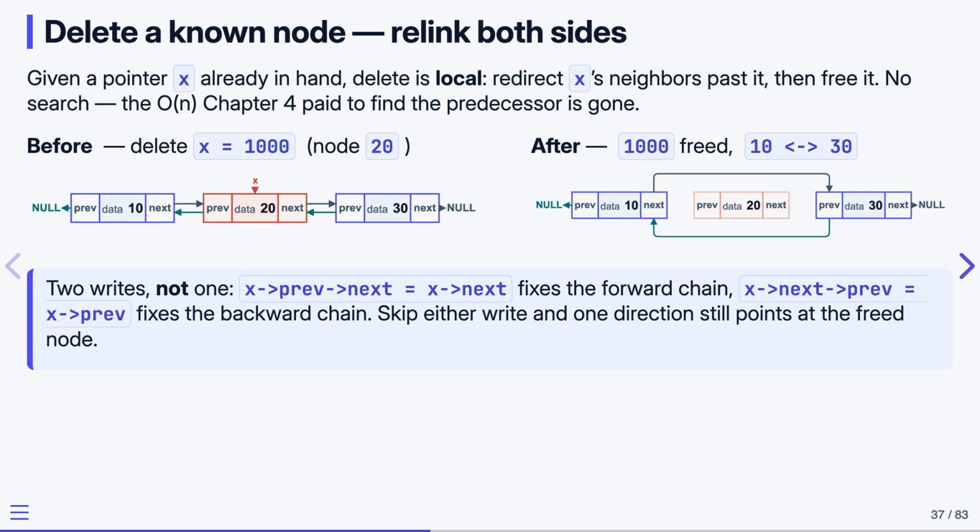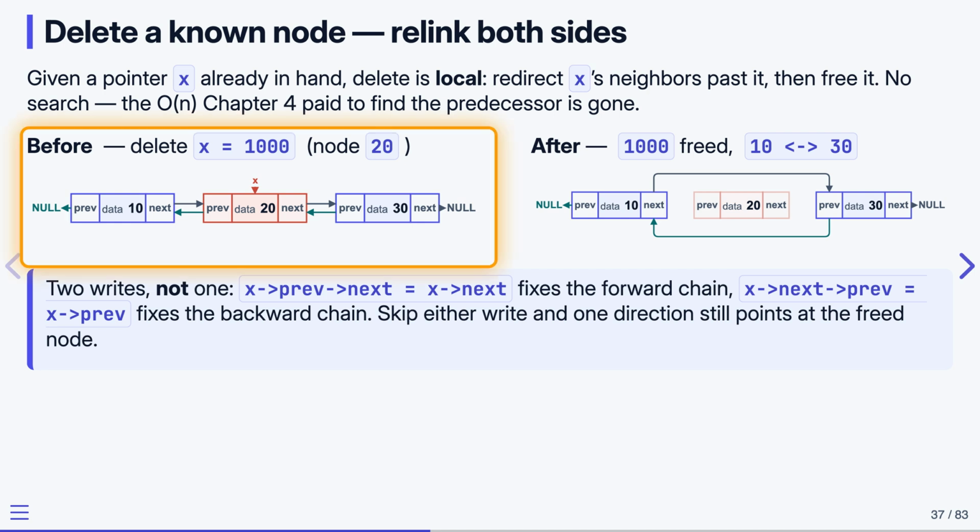Let's delete a node when we already hold a pointer to it. This makes the job local. We just point its two neighbors past it, then free it. There is no search here, so we do not pay the big O of n that chapter 4 paid to find the node before it.